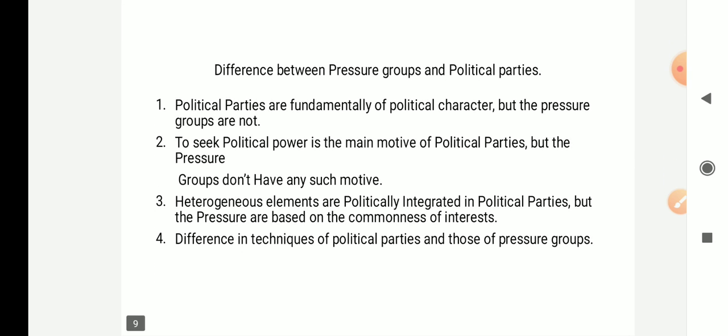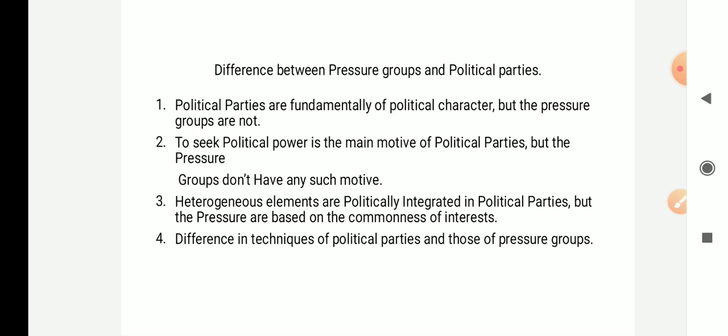Now let's talk about the difference between pressure groups and political parties. If you talk about the main differences of political parties and pressure groups, there are a few differences, but they are totally unique differences. Political parties are fundamentally of political character, but pressure groups are not. To seek political power is the main aim of political parties, but pressure groups work for their own benefits, not to seek power. Then heterogeneous elements are politically integrated in political parties, but pressure groups are based on common interest.